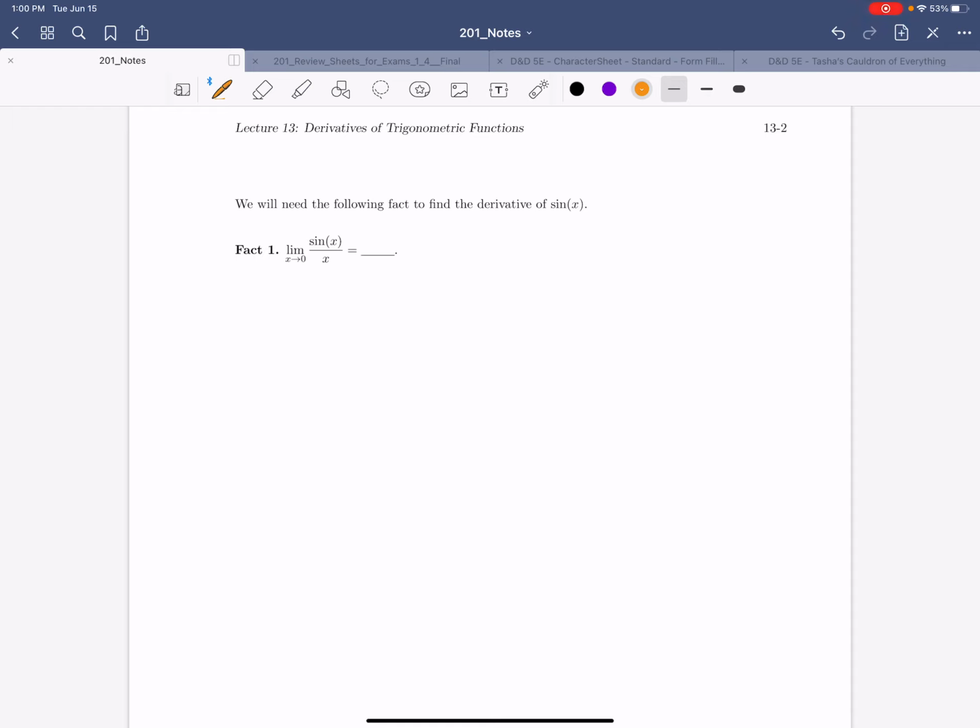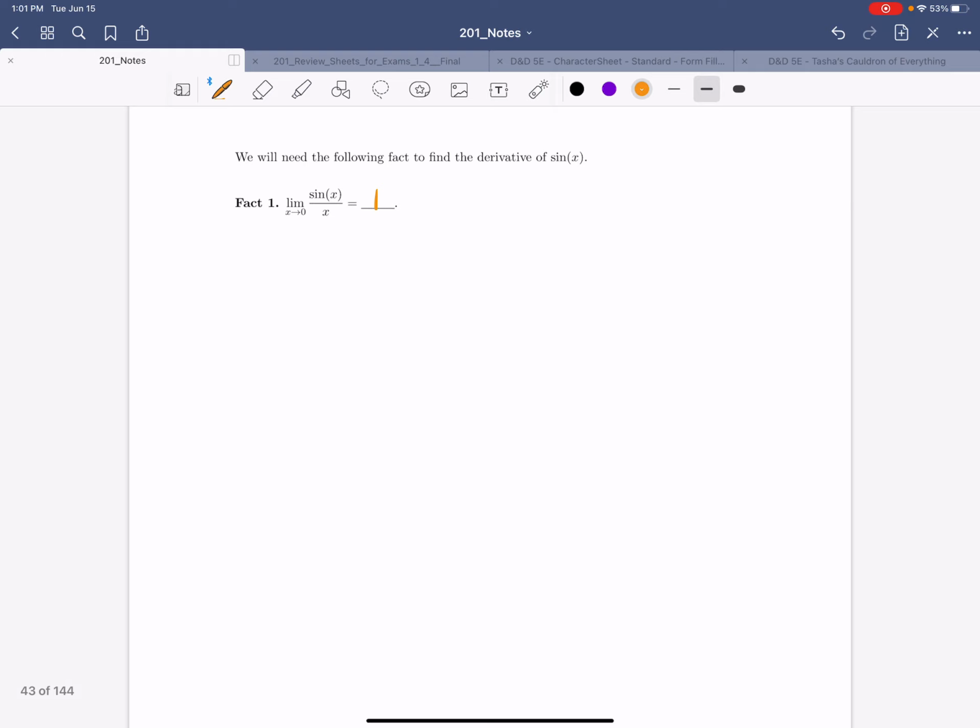Hey everyone, let's derive the derivative of sine of x. Now in order to do this, we first need to prove fact 1, which says that the limit as x approaches 0 of sine of x over x equals 1. This may not be obvious just by looking at it. If you looked at a graph, then it would be. But we need to prove this, and we actually prove it using the Squeeze Theorem.